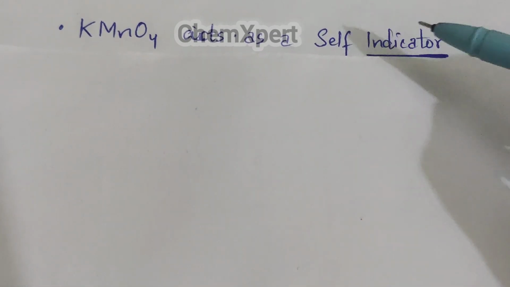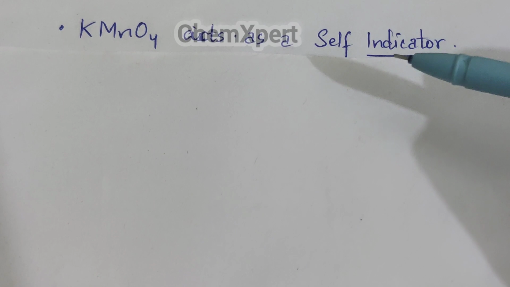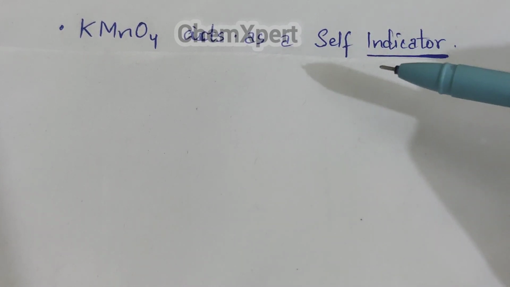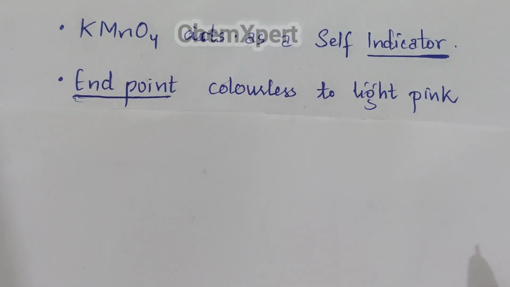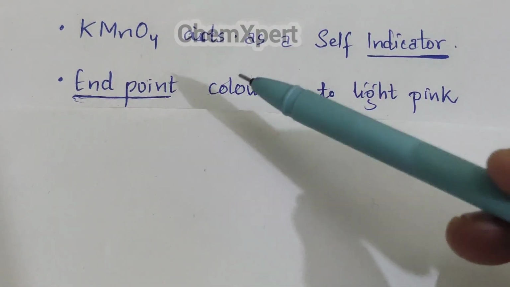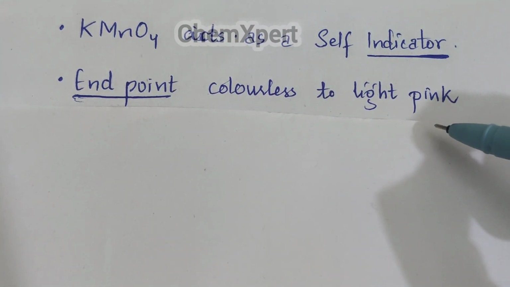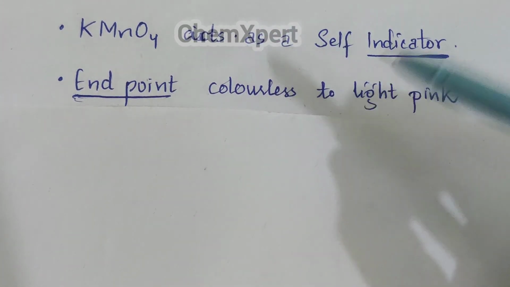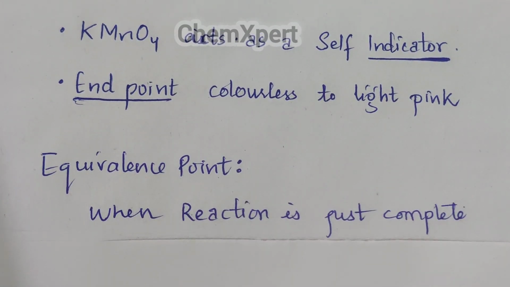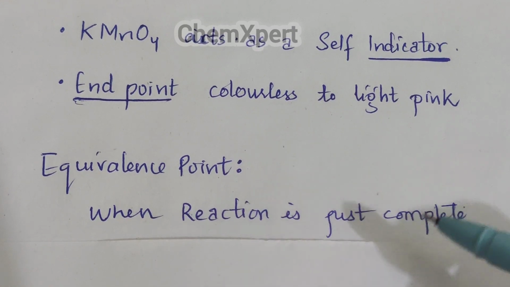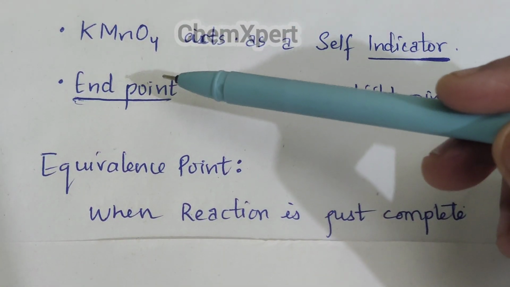Now what do you mean by an indicator? So an indicator is a substance that undergoes a color change at the end point. Now the question arises, what is the end point in this titration? So the end point is the point where the colorless solution changes into light pink color. Now why does this end point occur? So the end point is just the equivalence point where the reaction is just completed. So when the reaction is just completed, that point is known as an equivalence point or an end point.